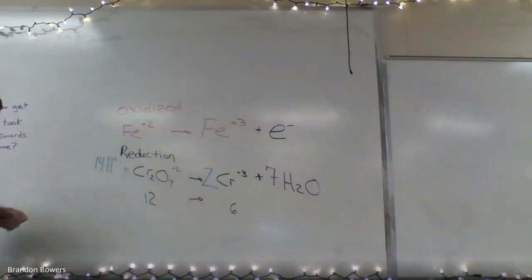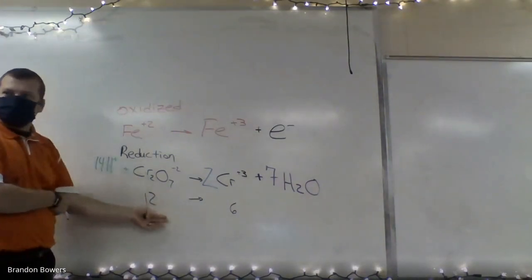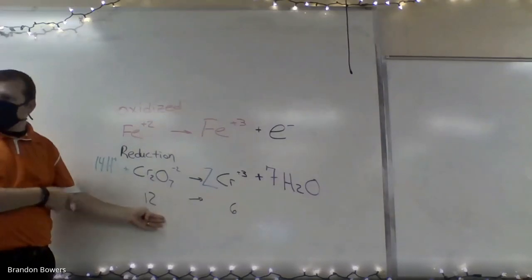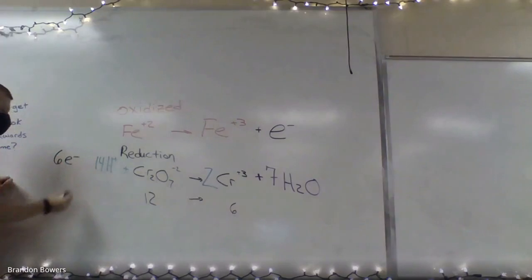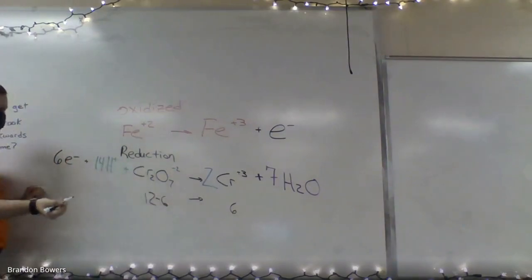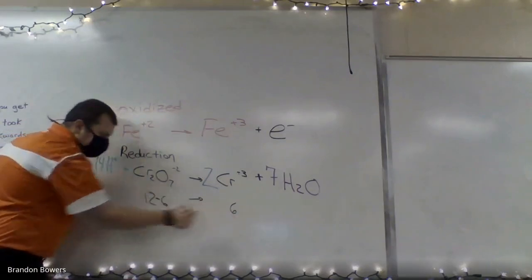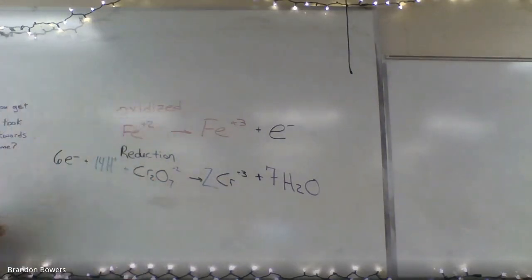So I have to add electrons. This time, I'm going to add electrons to this side. Why? The negative, right? So I have to add 6 electrons to that side. Because 12 minus 6 is 6. Okay. There we go. This is a big one.